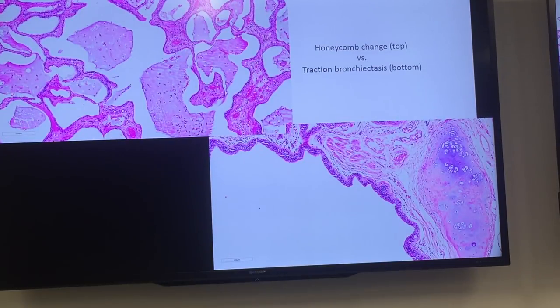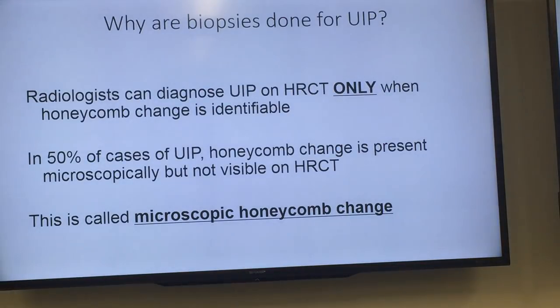And this is the high mag of the same thing. Clear to everyone? This is what we talked about as to why biopsies are done for UIP. Is that clear to everyone?